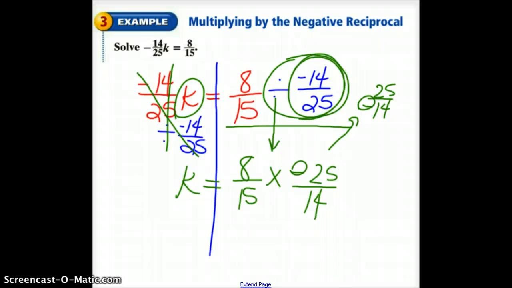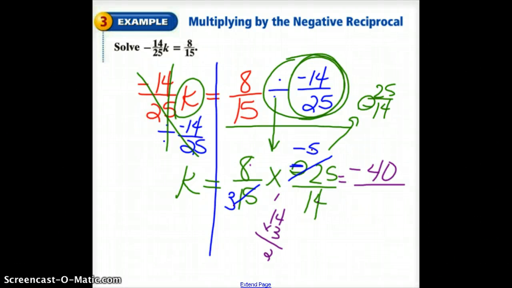All right, before I multiply, I'm going to check for cross products that I could simplify. Oh, 15 divided by 5 is 3. Negative 25 divided by 5 is negative 5. So 8 times negative 5 is negative 40. 3 times 14, I have to do that math really quick. 4 times 3 is 12. 42. This can simplify. Negative 20 over 21 equals my variable, k.